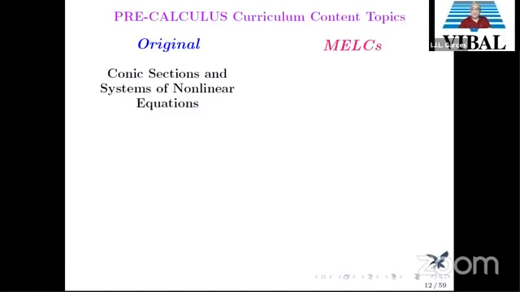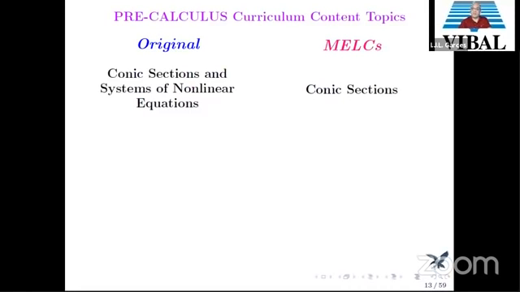So that's the reason why the original curriculum has systems. Remember, the original plan was not just for basic calculus, but also for the future mathematics courses. That's why we have it there. But in the MELCs now, the systems of linear and nonlinear equations are dropped.